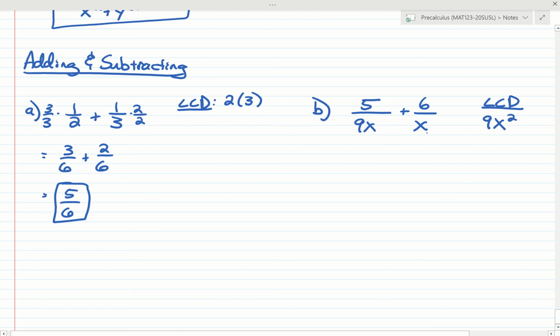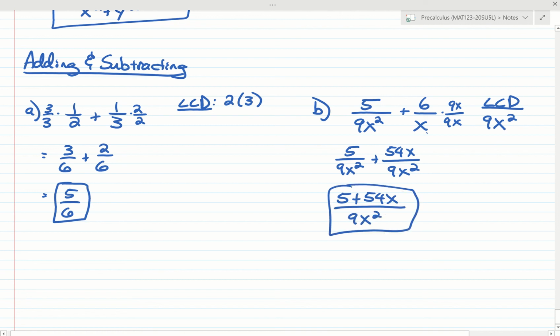All right, so it looks like this first one has it, but we need to multiply by what we're missing in the second one. So we get 5 over 9x squared plus 9 times 6, which is 54x, over 9x squared, just giving us the top 5 plus 54x over 9x squared. That's how we combine those two with the least common denominator.